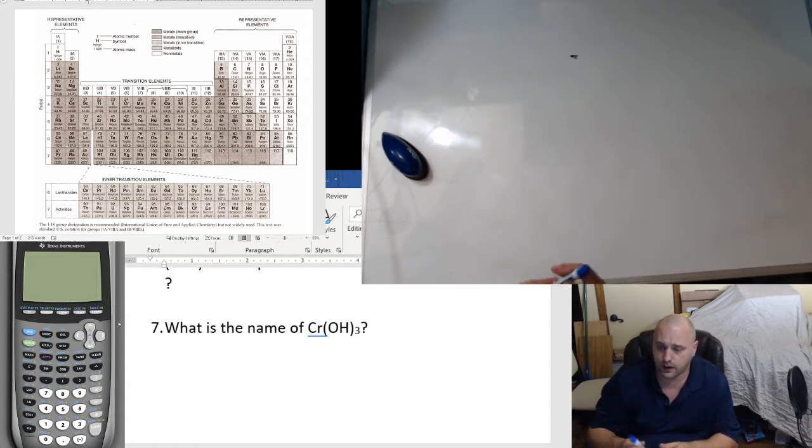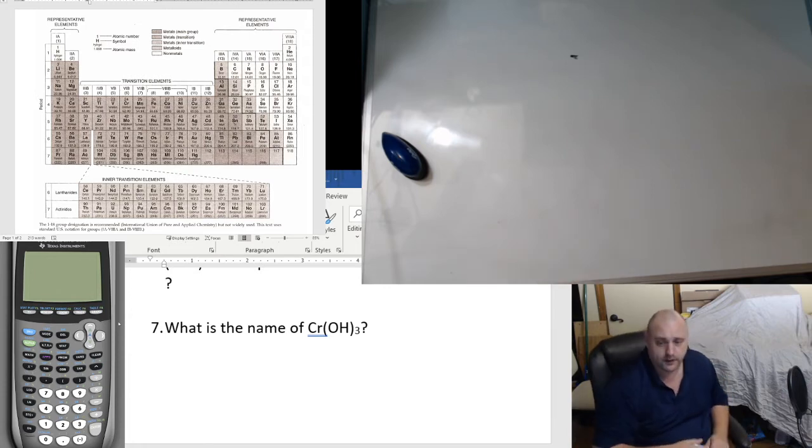And then I had to go through and figure out that chromium was not in group 1, it's not in group 2, and it's not aluminum. Okay.